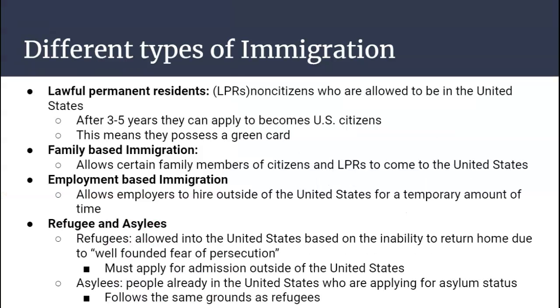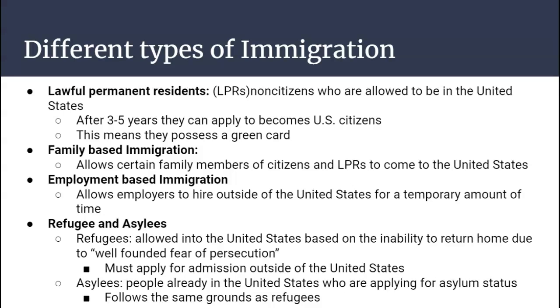And then let's look at the different types of immigration. So I wanted to cover this term. It's called lawful permanent residents, LPRs. These are non-citizens who are allowed to be in the United States. And they have to be here 3 to 5 years before they can apply to become U.S. citizens. And a lawful permanent resident is when they possess a green card. I'm sure many people have heard about green cards, but that's what that means. It means you possess the identification needed to be a lawful permanent resident. That does not mean they are citizens, though.